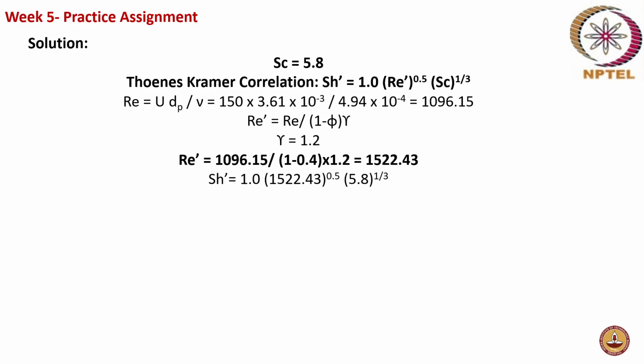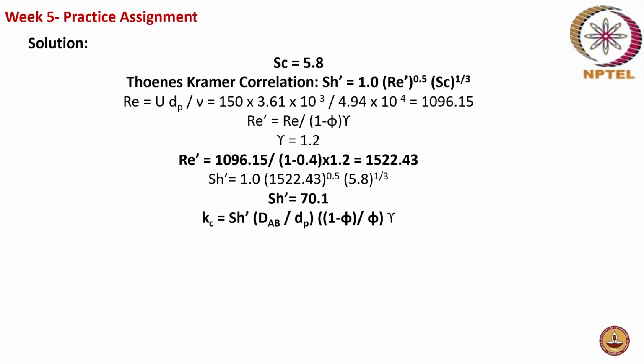Now we have to incorporate these two into the Sherwood number formula, that is the Thoenes-Kramers correlation. So your modified Sherwood number is 1 into modified Reynolds number power 0.5 multiplied by Schmidt number power 1 by 3. So substituting the values, you will get your Sherwood number as 70.1.